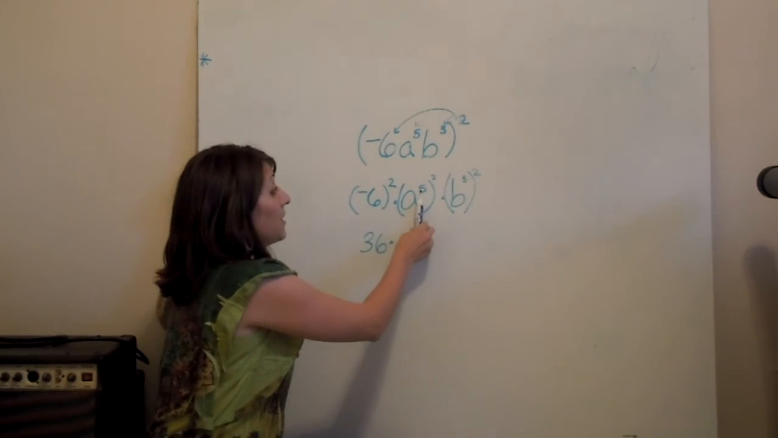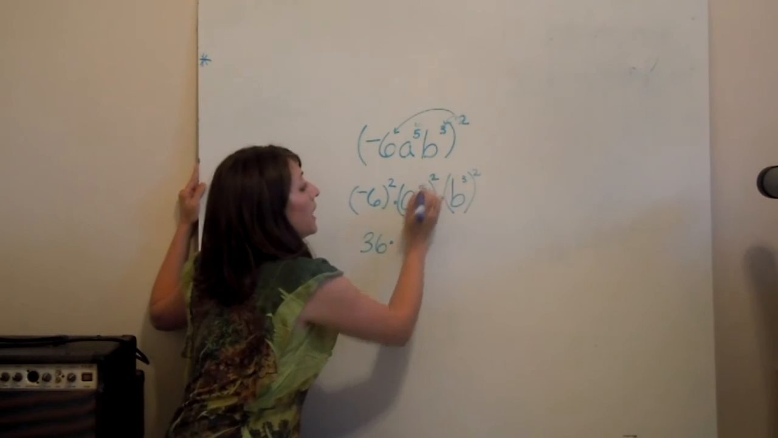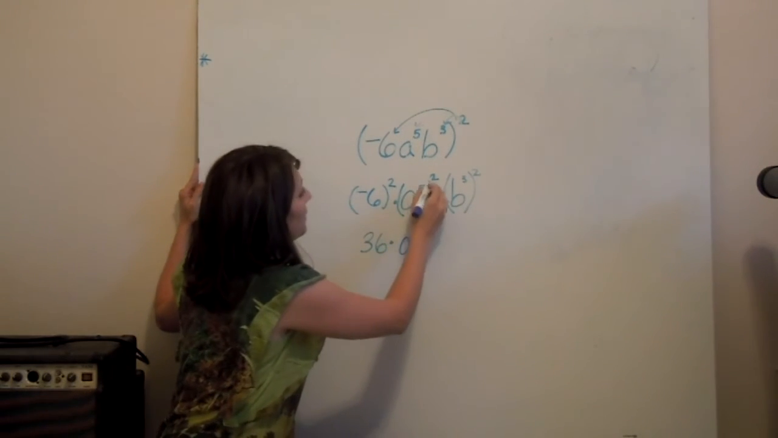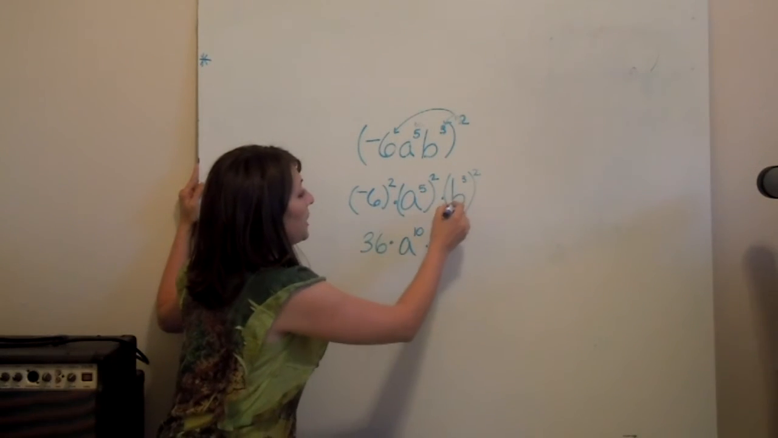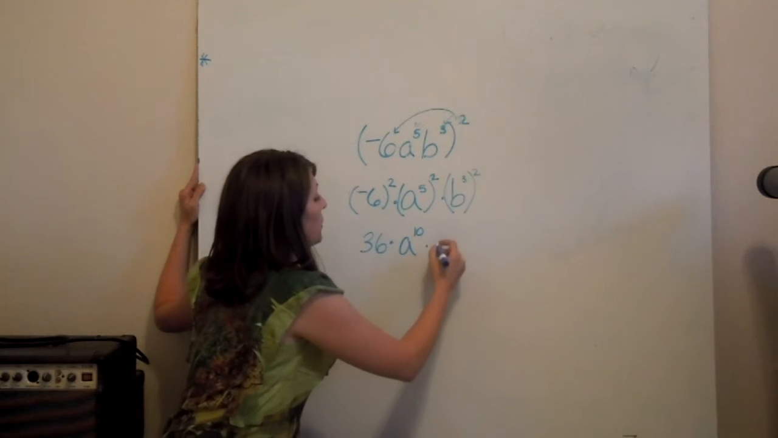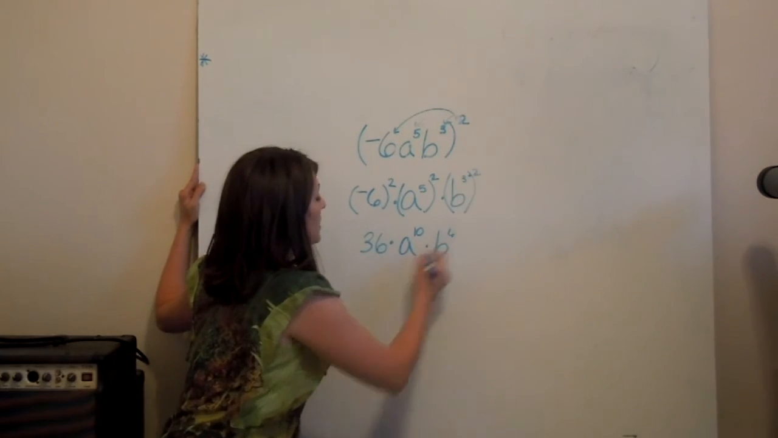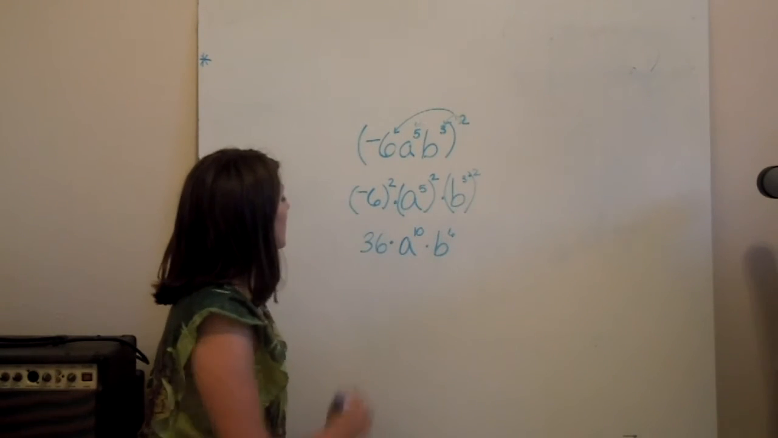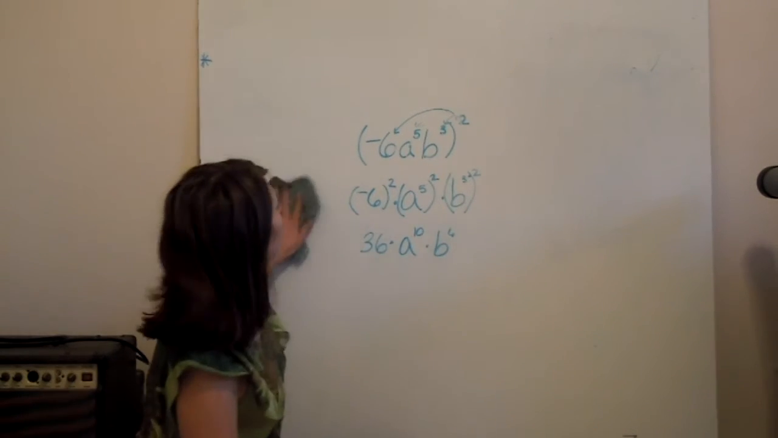Then we have a to the 5th power squared. Remember, our rule for power-to-power is that we multiply these two together. So we get a, 5 times 2 is 10. And then we get b to the 3rd power raised to the 2nd power. So we multiply 3 times 2 together, that gives b to the 6th power. And that is as simplified as that one gets. So 36 times a to the 10th power times b to the 6th power.